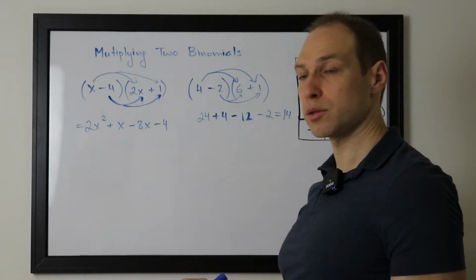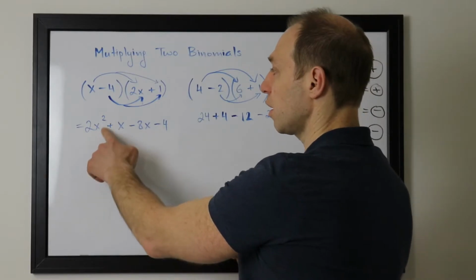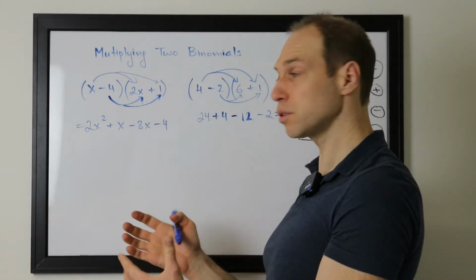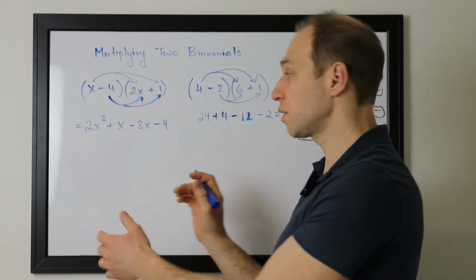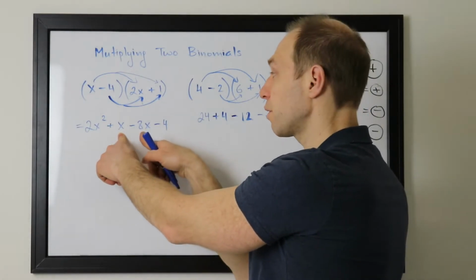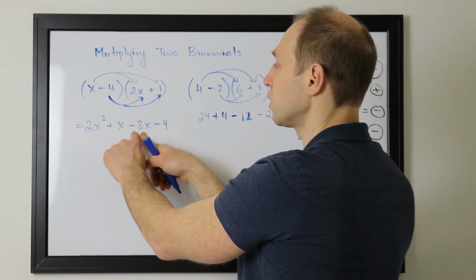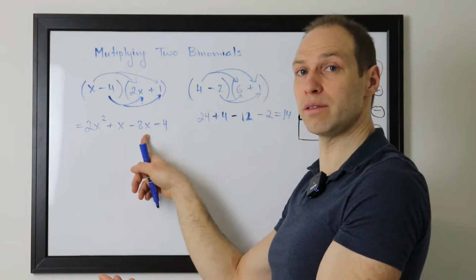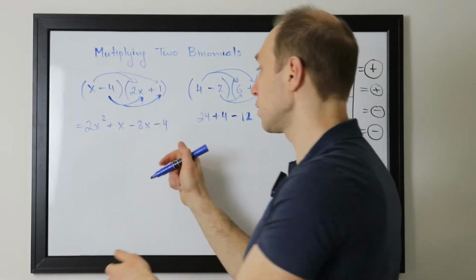Let's combine like terms together. We can see that there's only one of a kind for x squared, so we're going to leave that separate. The number 4 is there by itself, so we can leave that separate, but these two are the same, and we can actually combine them together. If we have 1x minus 8x's, how many x's do we have? Well, 1 minus 8 is negative 7.